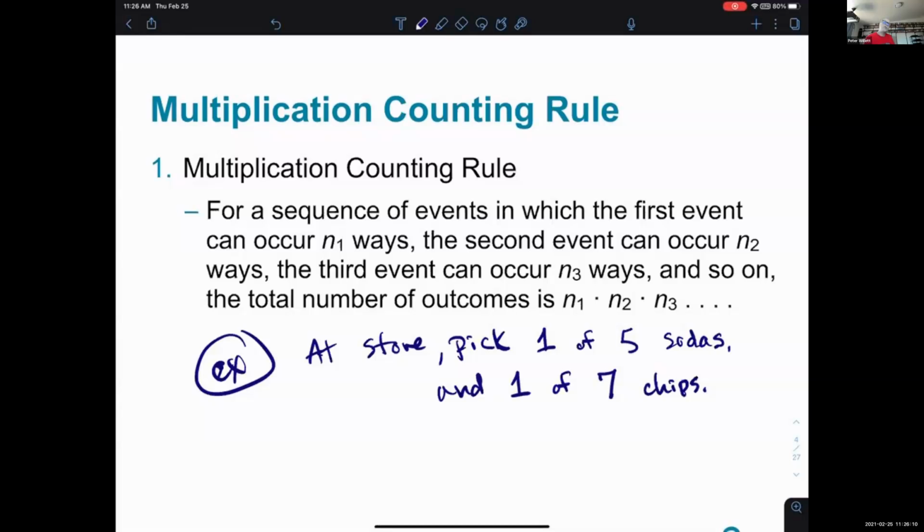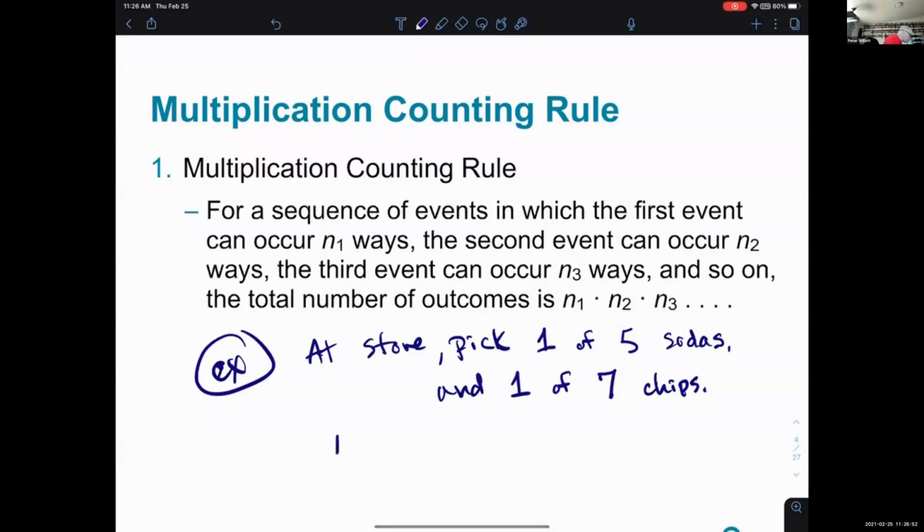So the total number of possible outcomes of which soda and chip did I get? Did I get orange soda and nacho Doritos? Did I get a Coke and some Lay's regular potato chips? The total number of possible outcomes would be the number of ways that I could pick the soda multiplied by the number of ways that I could pick the chips. So this n sub 1 times n sub 2 times n sub 3, those are the multiplication of the successive number of choices that I had for each of the sequence of events which is going to occur.